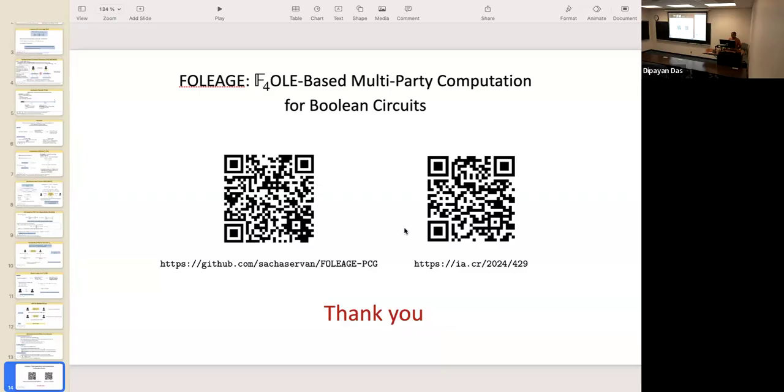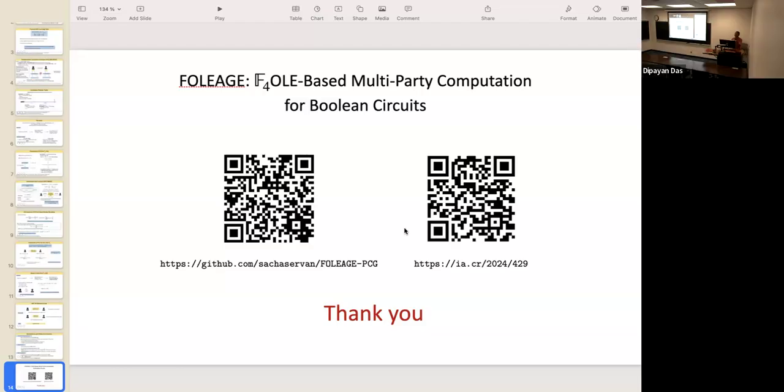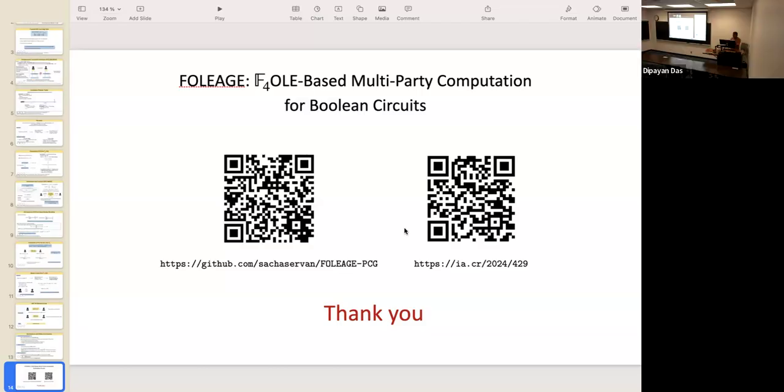Not F2, but F2 to the power k. But then you pay more than that, right? Because basically you want F2, but if you have F2 to the k, for example k is 4 or 5, you even have to pay more communication cost until you get the Beaver triple. I see. So okay, it's about the efficiency.